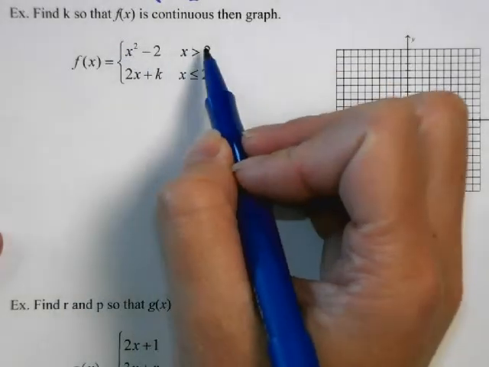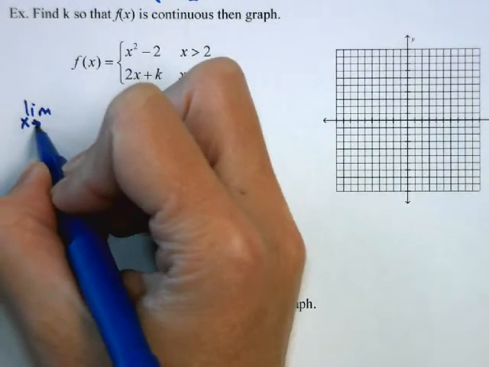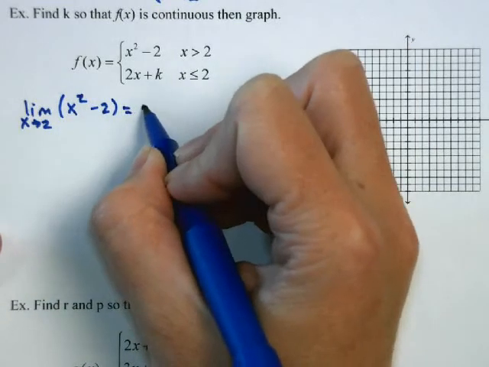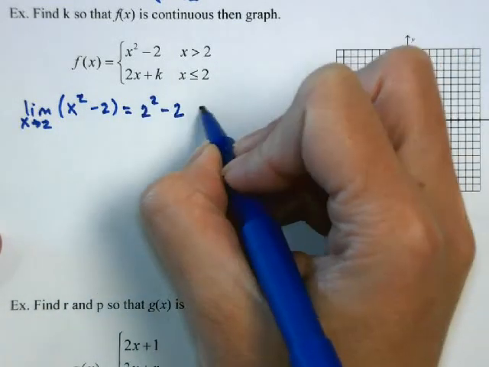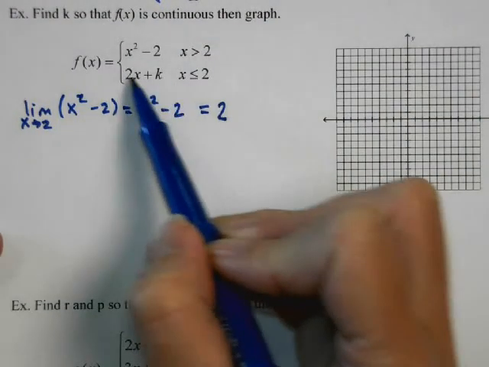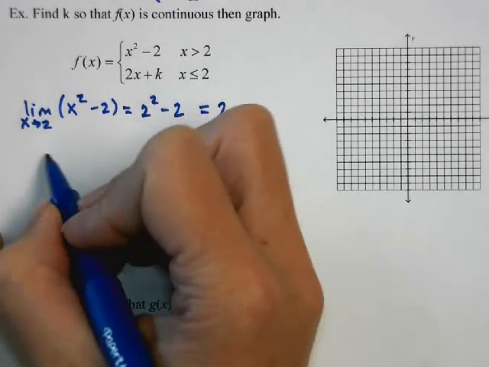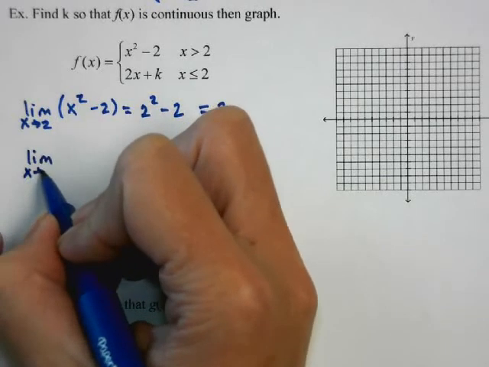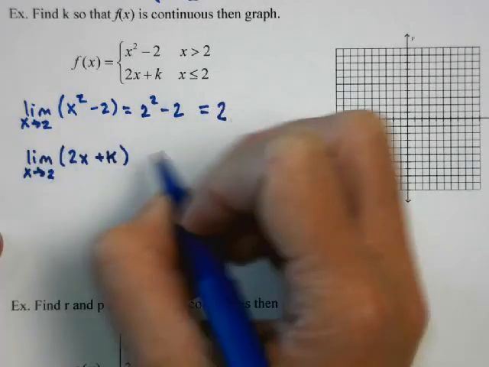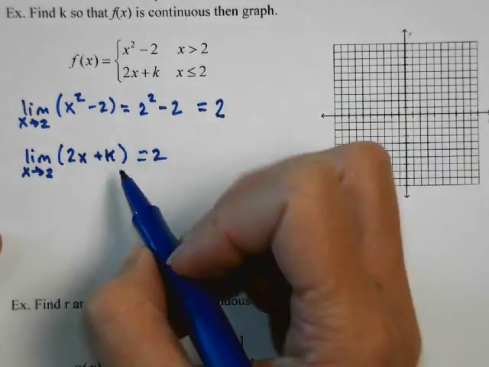So this one I can't change. So I'm going to look at where that one is going as it approaches 2. To do that, I can just plug in 2. So 2 squared minus 2, 4 minus 2 is 2. So what needs to happen is this one also needs to go to a y value of 2 when the x is 2. So I'm going to make a limit equation. I need this limit to also equal 2 in order for it to be continuous.